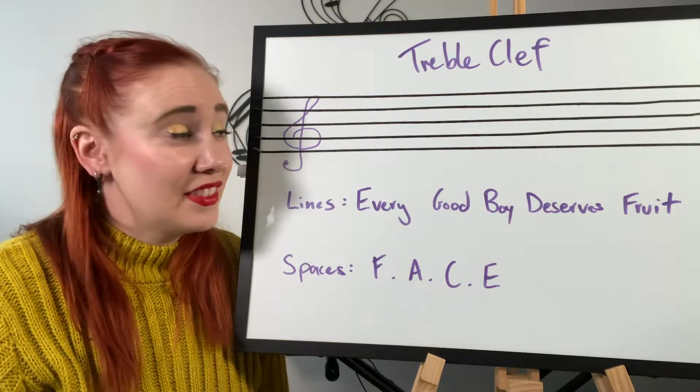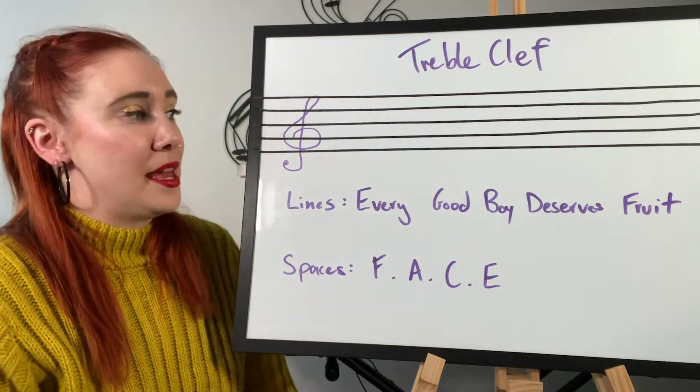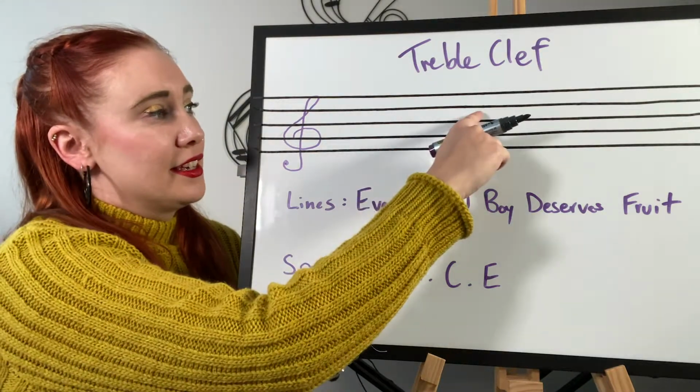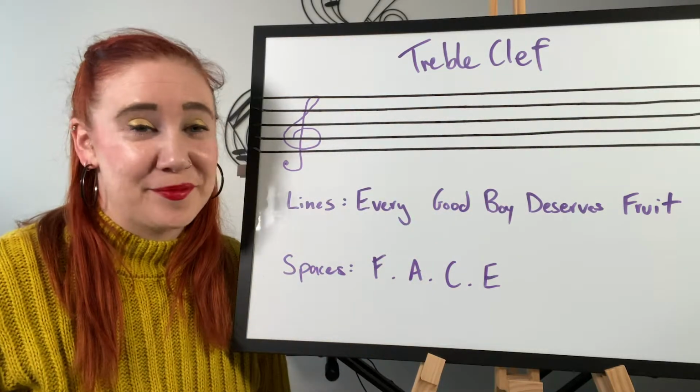Our spaces are called face in the space. We have F, A, C, and E. Let me show you how this works.